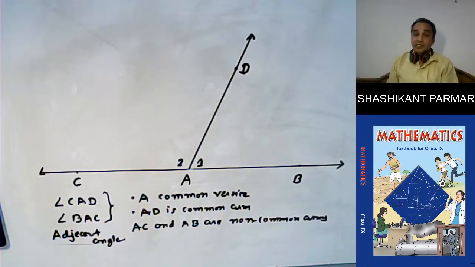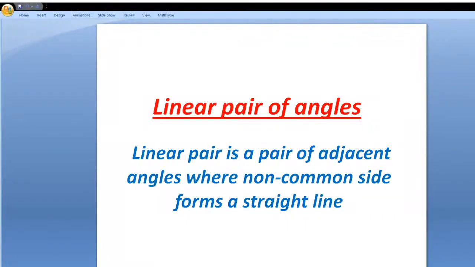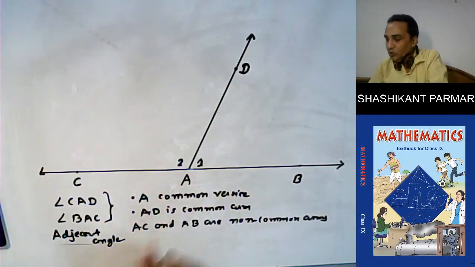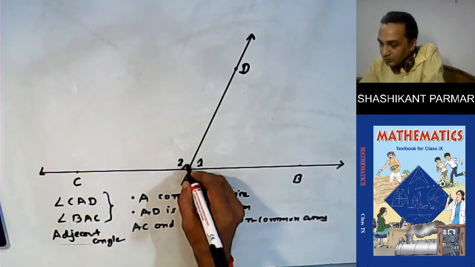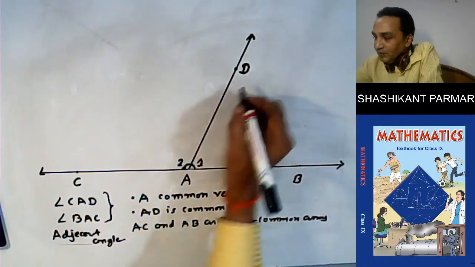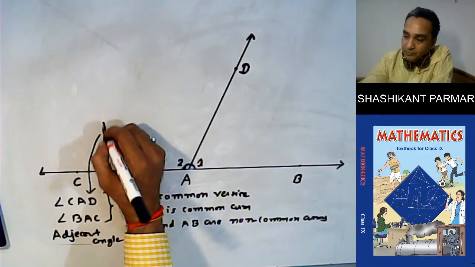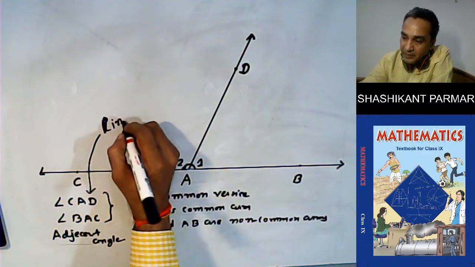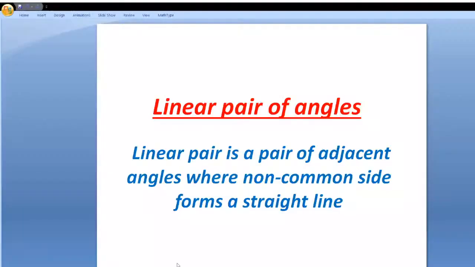But now see this. In adjacent angles, if the non-common sides form a straight line, then here the non-common arms AC and AB form a straight line, and that's why these two angles are called a linear pair of angles.